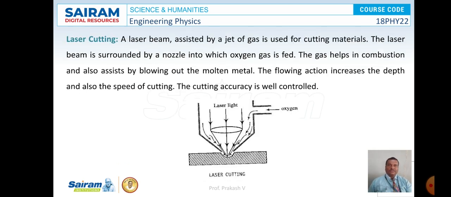Another one is laser cutting. Here the laser beam is assisted by a jet of gas used for cutting materials. The laser beam is surrounded by a nozzle into which oxygen gas is fed. The gas helps in combustion and also assists by blowing out the molten metal from the site. The flowing action increases the depth and also the speed of cutting. The cutting accuracy can also be well controlled by this method. So this is about laser cutting.